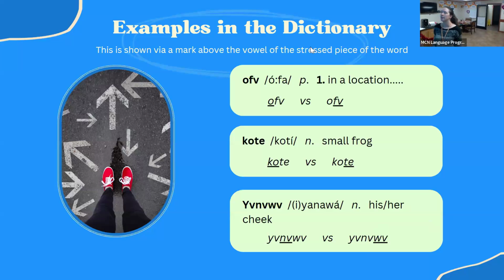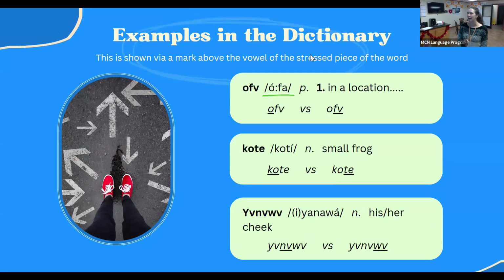This part right here, that guide, it has a piece of information that tells you where our stress is. And it's the mark above the vowel. It's that thing. Boop. So in this case, these are our 2 options of how it might be pronounced. Ova or ova. We can tell by looking at the guide, the long O is the one that has the stress. So we know it's ova, which means in a location.